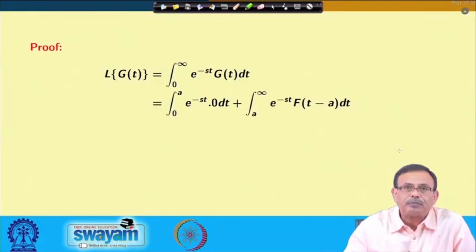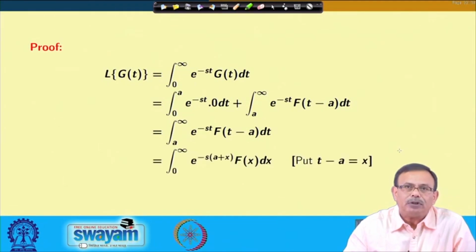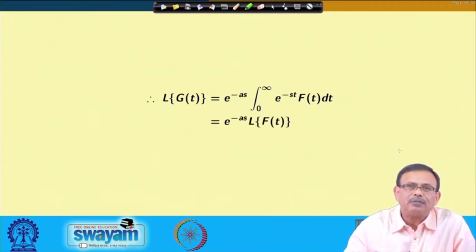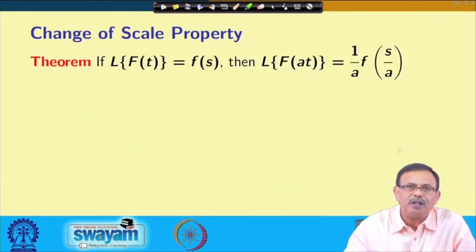Now, the same thing we are just showing here, so that you can better see it in the proper way. So, we are putting t minus a equals x in this. We are getting this integral 0 to infinity, and then the Laplace transform of g t is equal to e power minus a s into f s. This completes the proof of this.